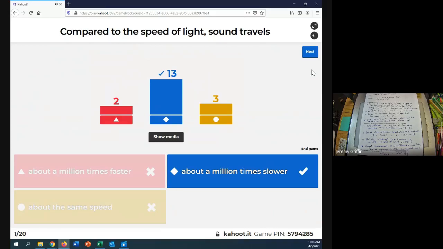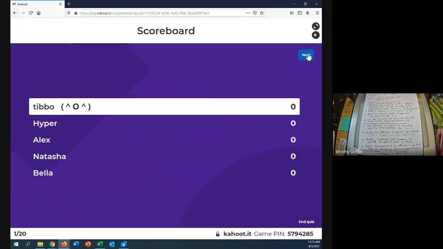You guys know speed of sound, well, we just measured it. It's like 300 and something meters per second. Or I should say we just calculated it. So it's like 3 times 10 to the 2 versus speed of light. You guys know it's 3 times 10 to the 8. Isn't that off by an order of magnitude? It's like 10 to the 6. You subtract those powers. It's a factor of 1,000,000. There you go. Got Timbo in the lead, followed by Hyper, Alex, Natasha, and Bella.